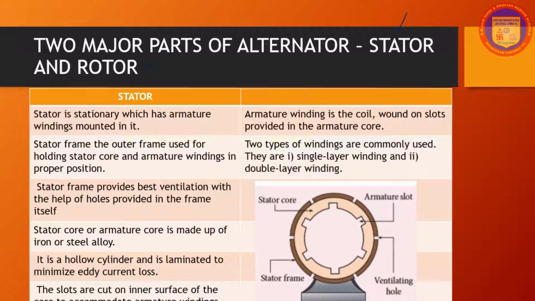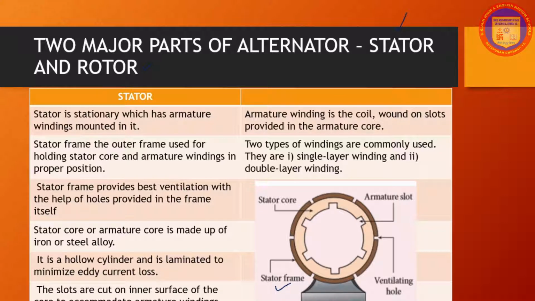Now first we'll start with the stator. So stator is stationary which has armature winding mounted in it. Stator frame is the outer frame used for holding stator core and armature winding in proper position. Stator frame provides best ventilation with the help of holes provided in the frame itself.